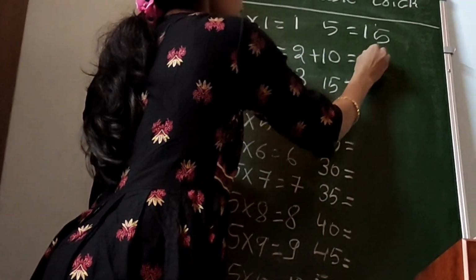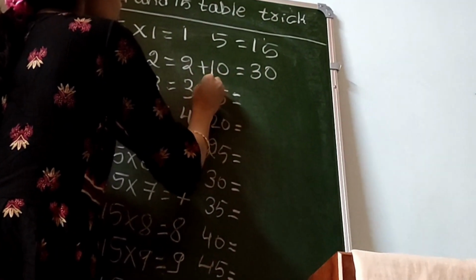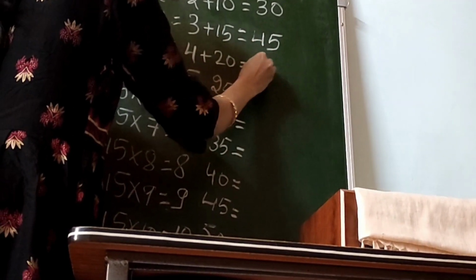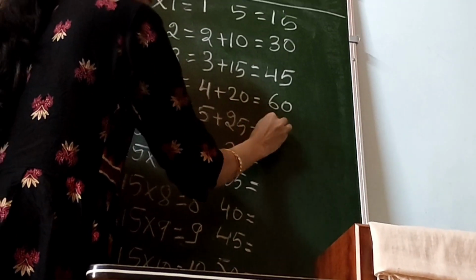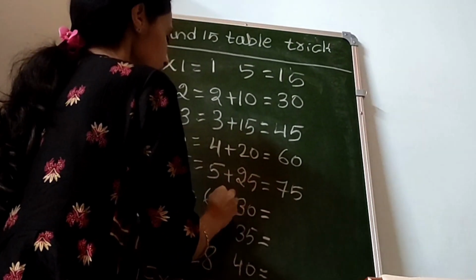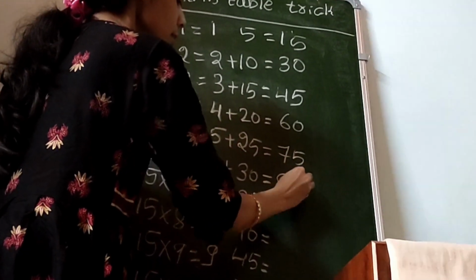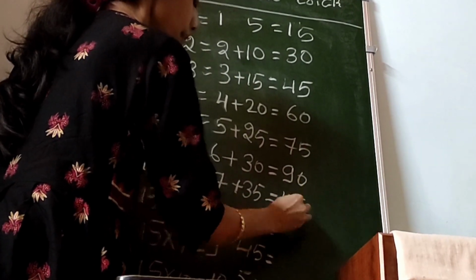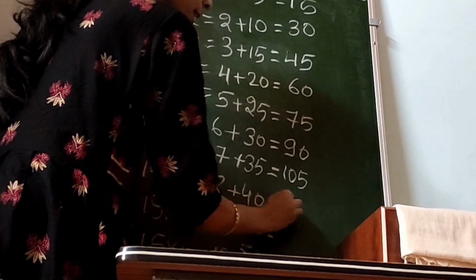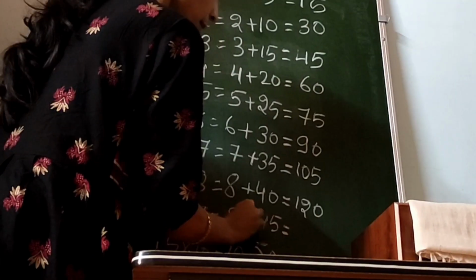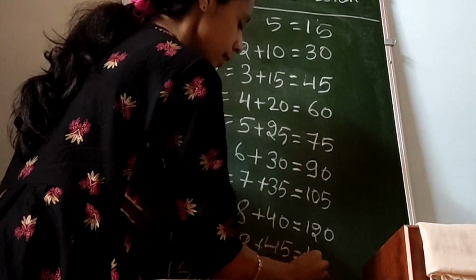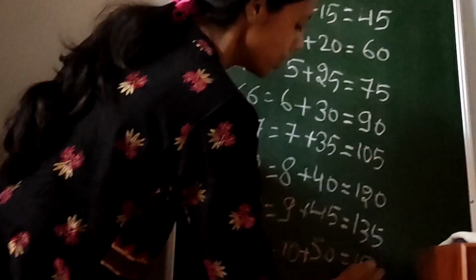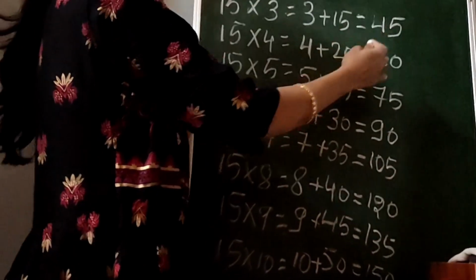2 plus 1 is 3, 0, 3 plus 1 is 4, 5, 4 plus 2 is 6, 0, 5 plus 2 is 7, 5, 6 plus 3 is 9, 0, 7 plus 3 is 10, 5, 8 plus 4 is 12, 0, 9 plus 4 is 13, 5, 10 plus 5 is 15, 0. It is the 15 table.